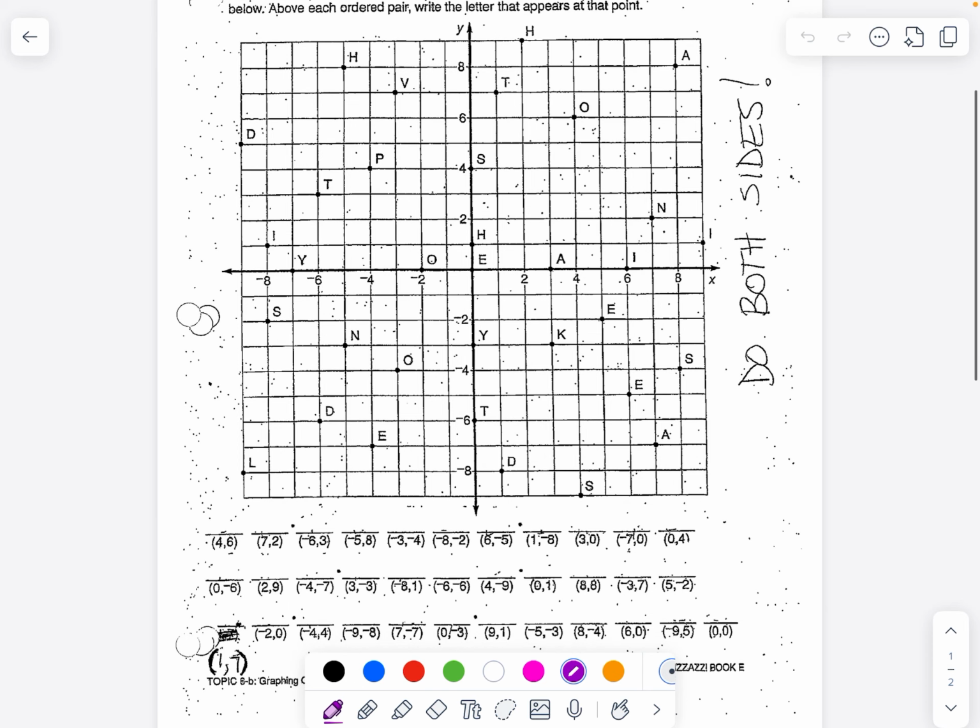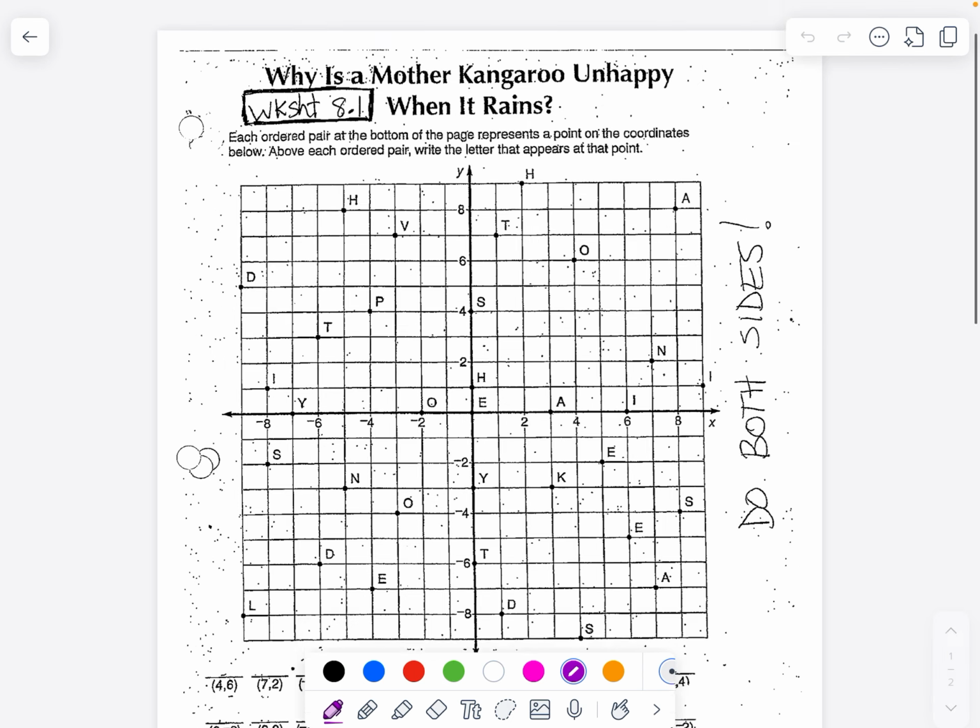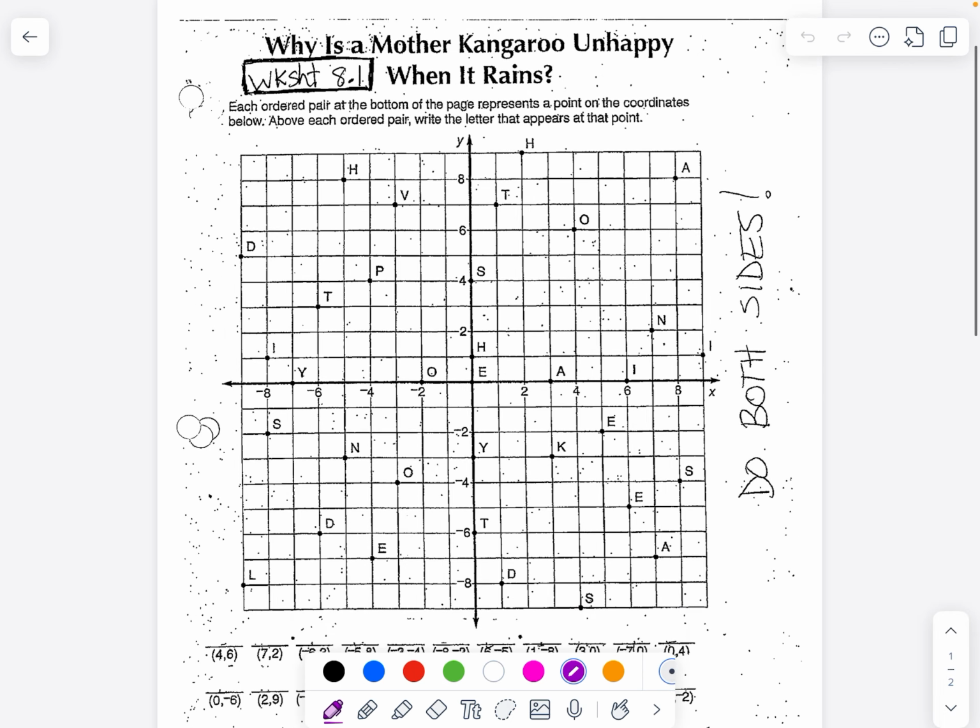So it's kind of a lot of points, but you're going to get really good practice at moving left, right, up, and down. So on this first worksheet, it's just a riddle. We're going to answer the riddle. It says, why is Mother Kangaroo unhappy when it rains? And when we're done with this, we should have the answer to that riddle. So I'm going to do the first 2 with you, and you're going to finish this off for homework.